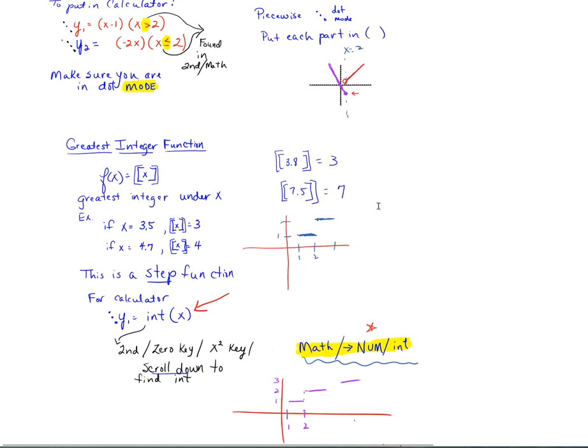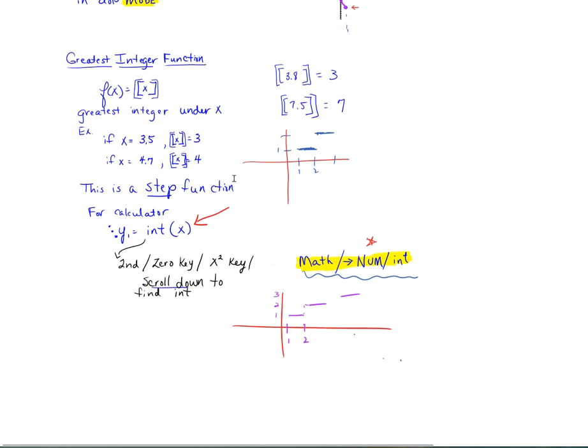All right. The other one is the greatest integer function, and it's like double brackets. And so it's the greatest integer under x. So if you have the greatest integer value of 3.8, that'd be 3. Of 7.5, that'd be 7. So this is a step function. It draws little steps like this.